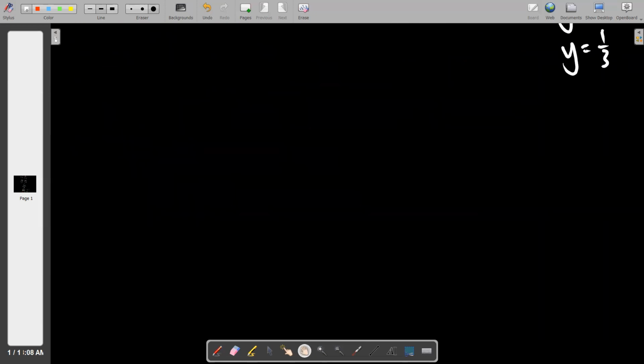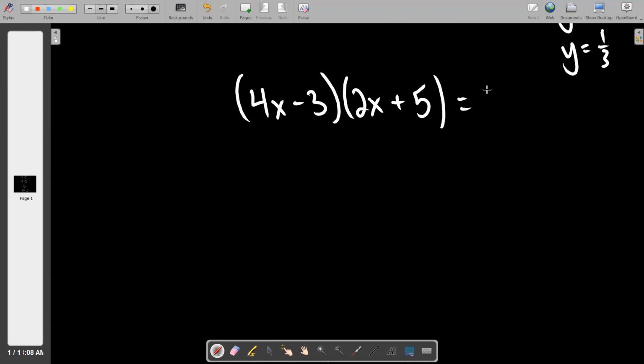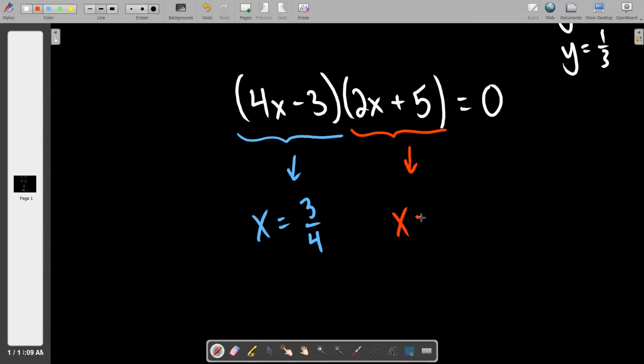So like if, let's say I did a factoring problem, just some random problem, and I got like 4x minus 3 times 2x plus 5. So pretty hard factoring problem, but let's say we grunted it out and we got to here. The answer that we get from this one would be positive 3/4. And then the answer that we get from this one would be negative 5/2. Got to always remember to switch those signs because you're trying to make what's inside the parentheses equal 0. Y'all good?